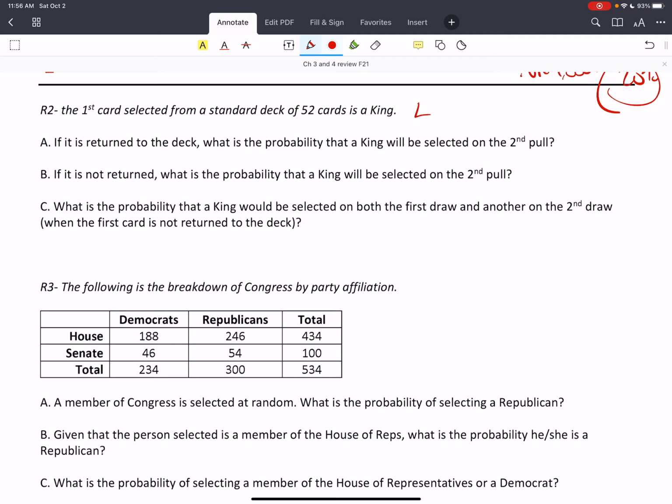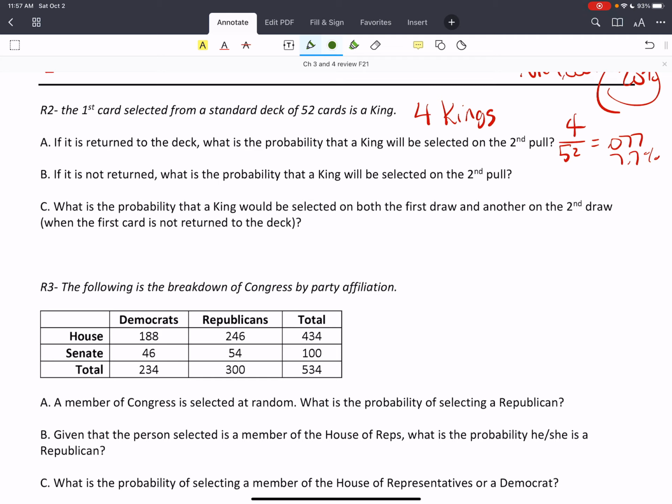Well, there's 4 kings in a standard deck. And if we've returned the first one, there's 4 shots to get a king out of 52. And so our answer here is 0.077 or 7.7%. Okay? But what if it's not returned?